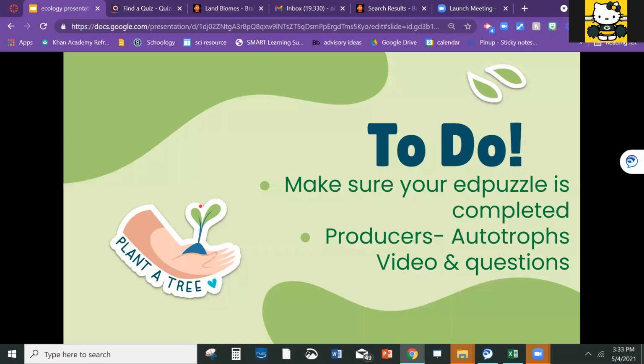So our to-do list looks like this. Make sure your Ed puzzle is completed. If you're having difficulty with that, send me an email and see if I can help troubleshoot that with you. And then tomorrow's topic is producers or autotrophs. There's a video and then some questions or things to define.